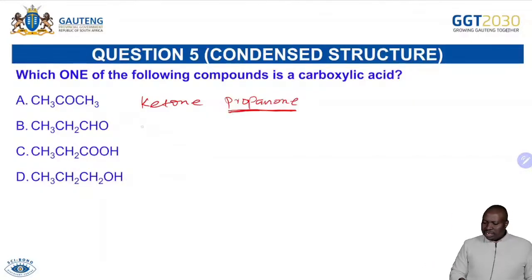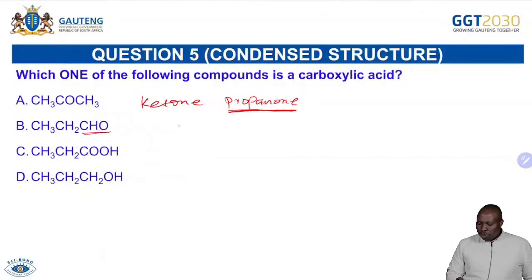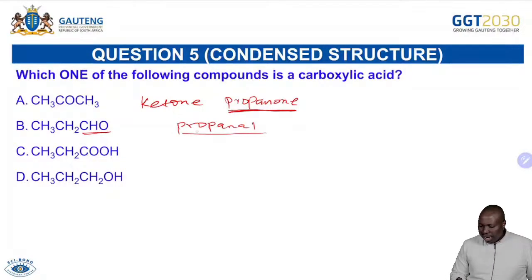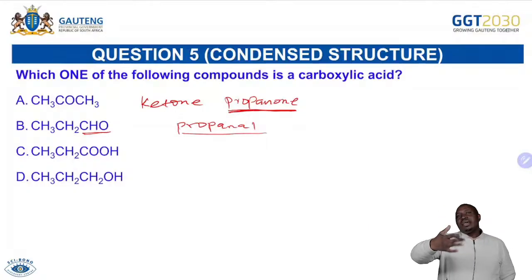You can see we have a C double bond O and an H at the end. That one is for aldehydes. So how many carbons? 1, 2, 3. You will know that this must be propanal. For aldehydes, propanal. So it's important that you understand all the formulas.